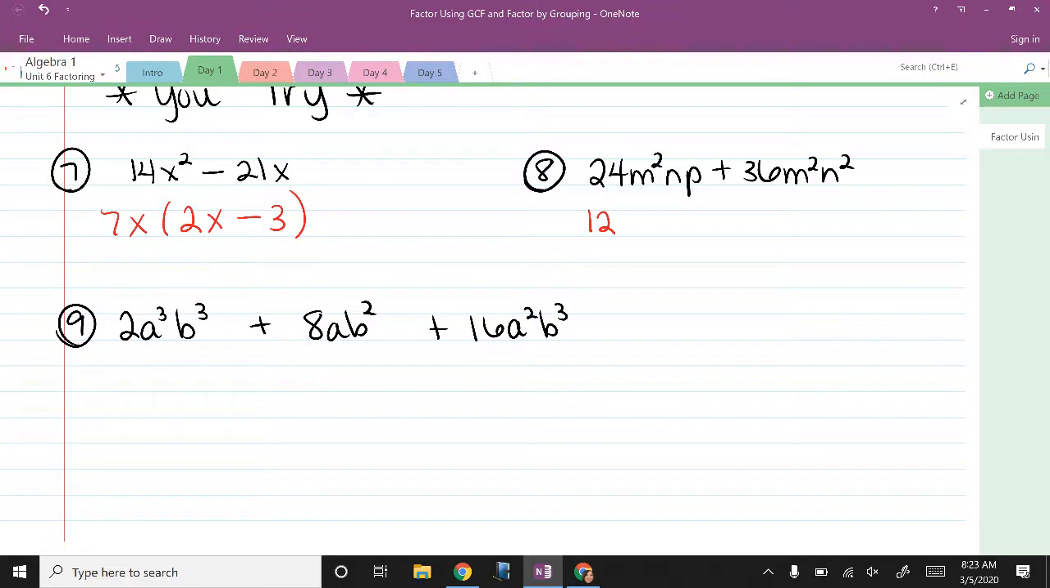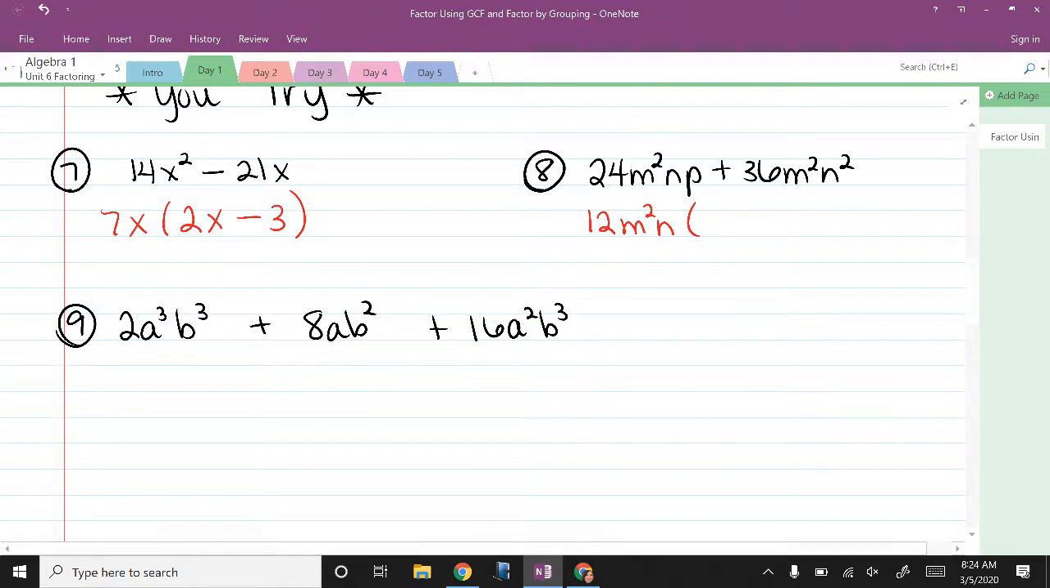Do both terms have an m? What is the lowest? They both have an m squared. Do both terms have an n? Yes. What's the lowest? N. Do both terms have a p? So do I put a p in the GCF? No. So 12m squared n is the GCF. Did y'all get the GCF correct? All right, because if we don't, we're going to miss everything else.